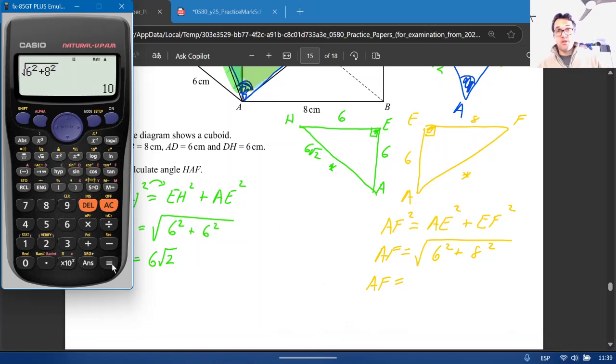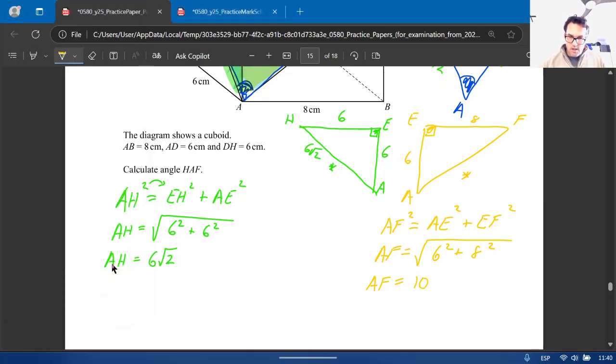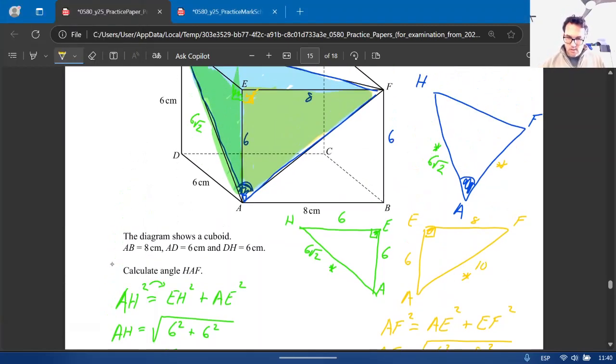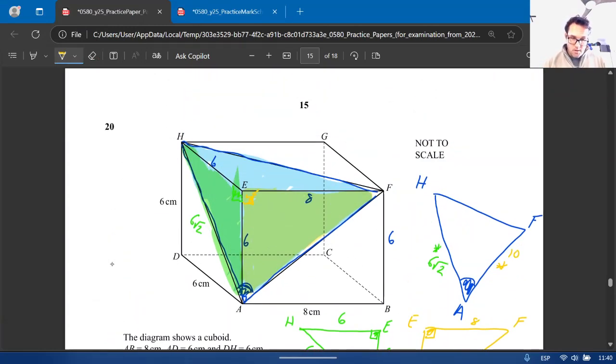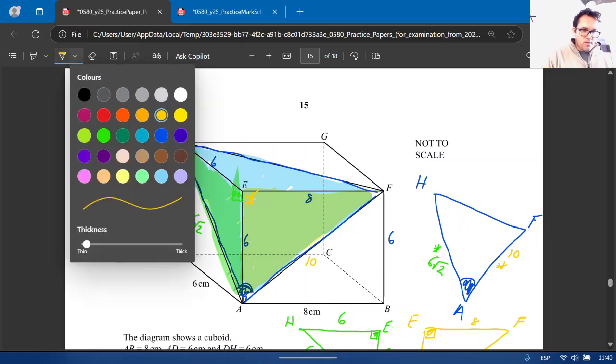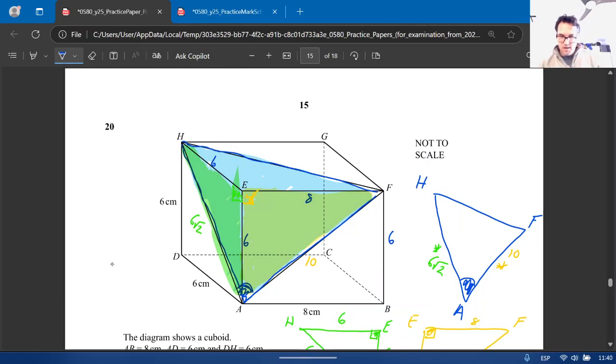10, of course, because 36 plus 64 is 100. And 9, so we got 10. So we know this is 10, which is 10 on the triangle we just got. Okay, so this is 10 here. Okay, what we got left now is HF. Can we get that?